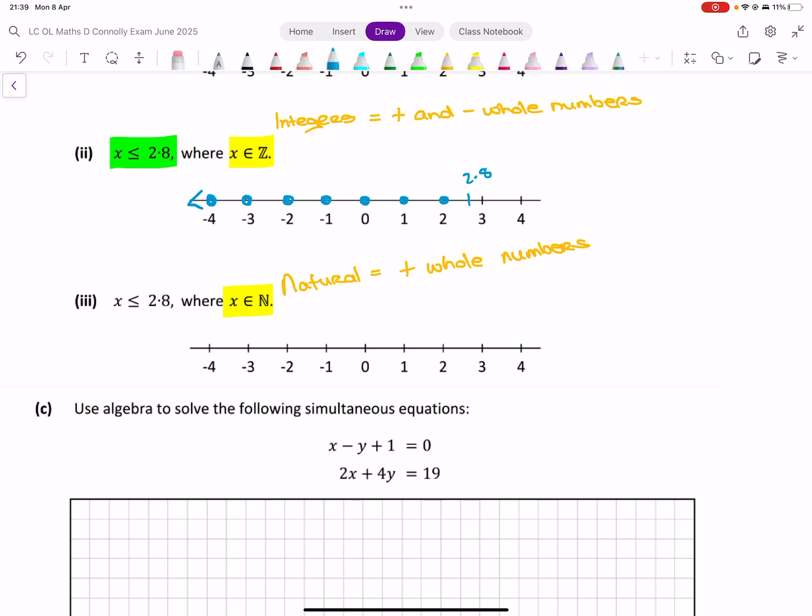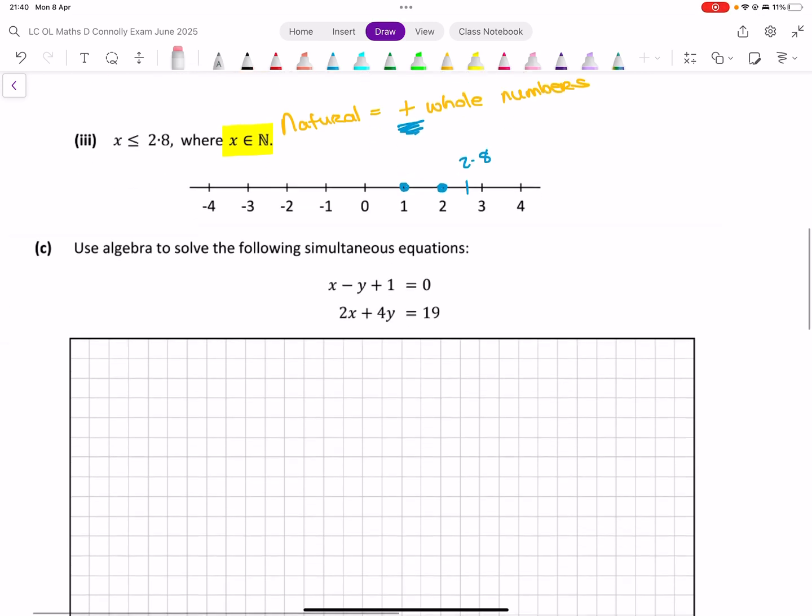Okay, so we do the exact same thing. Here's our 2.8. We do 2, 1, 0, minus 1, minus 2, minus 3, minus 4, and it will continue. Except that natural numbers are only positive. So none of these are natural. Which means that's the answer. Okay.